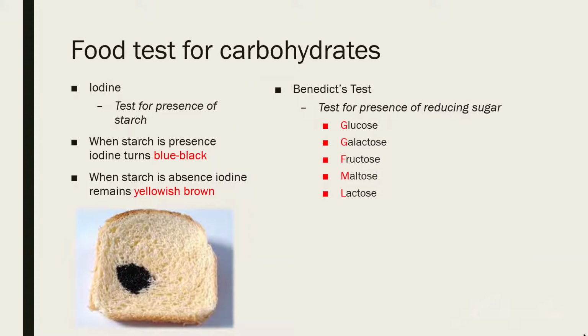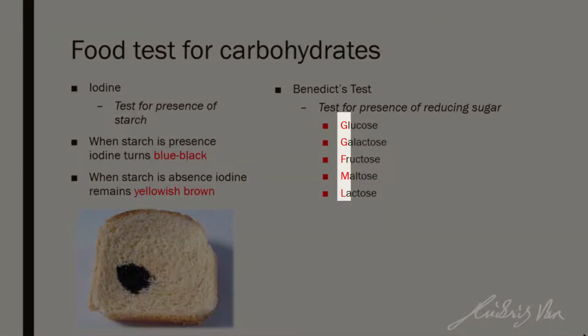The second test for carbohydrate is the Benedict test, and it is used to test for the presence of reducing sugar. Reducing sugar is just a fancy way of saying simple sugar minus sucrose. So it consists of 5 simple sugar: glucose, galactose, fructose, maltose, and lactose. And the easy way of remembering this is GGFML. G for glucose, G for galactose, F for fructose, M for maltose, and L for lactose.